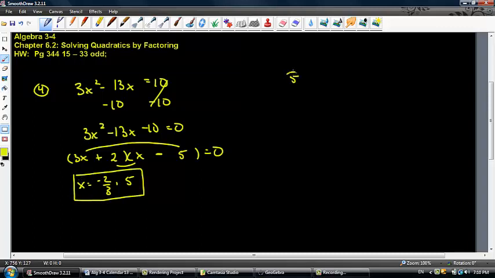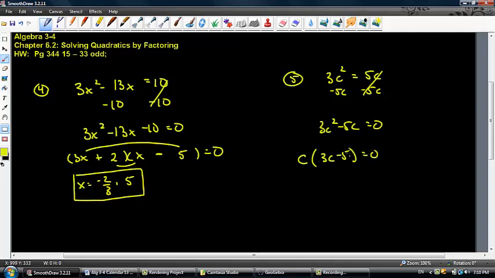All they can do really to make it harder would be to change things up visually. 3c squared equals 5c. Again, set it equal to 0. 3c squared minus 5c equals 0. Please make sure you remember your white belt factoring. Factor out a c. c times 3c minus 5 equals 0. c equals 0, 5 over 3.